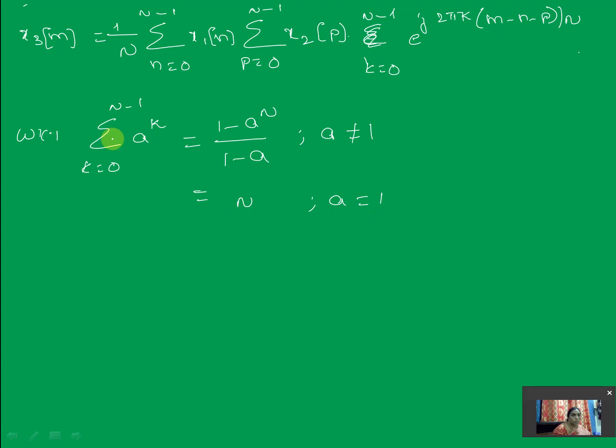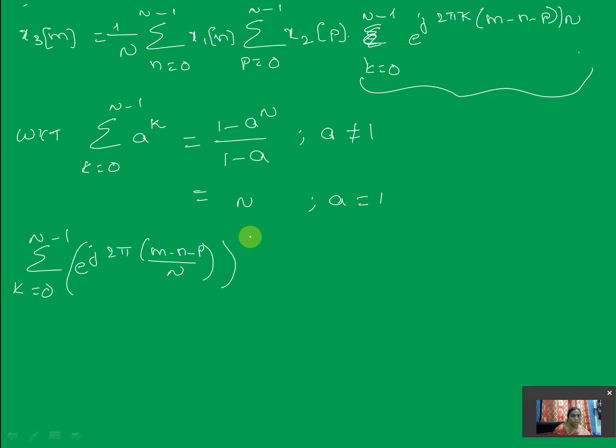So I am using this formula here. This summation is nothing but the summation over k from 0 to n minus 1 of e power j2π (m minus n minus p) divided by N, whole power k. That means now this is nothing but a geometric series with ratio a.